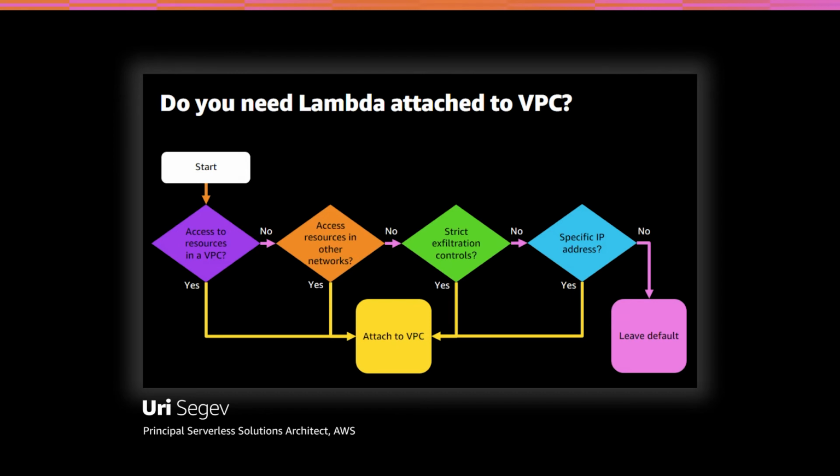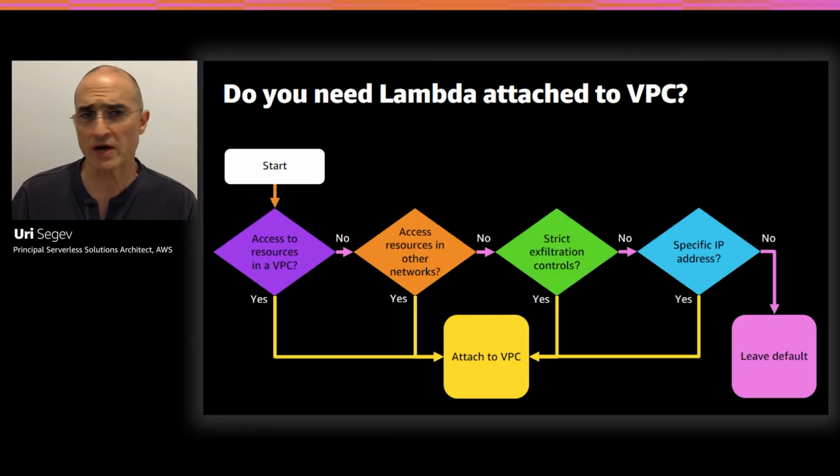If your function needs to access a resource inside the VPC, go ahead and attach the function to the VPC. If you need to access a database, Elasticache, Elasticsearch, whatever, or a microservice that you developed and it's a private service, attach the function to the VPC. If your function needs to access a resource in another private network, on premises, another VPC, and so on, you also need to attach the function to a VPC and connect that VPC to the other network using VPC peering, transit gateway, Direct Connect, whatever the means are, but you need to have it inside the VPC.